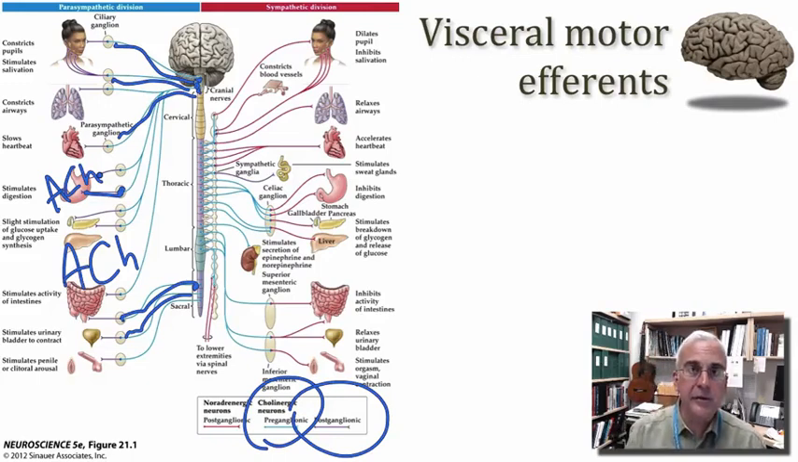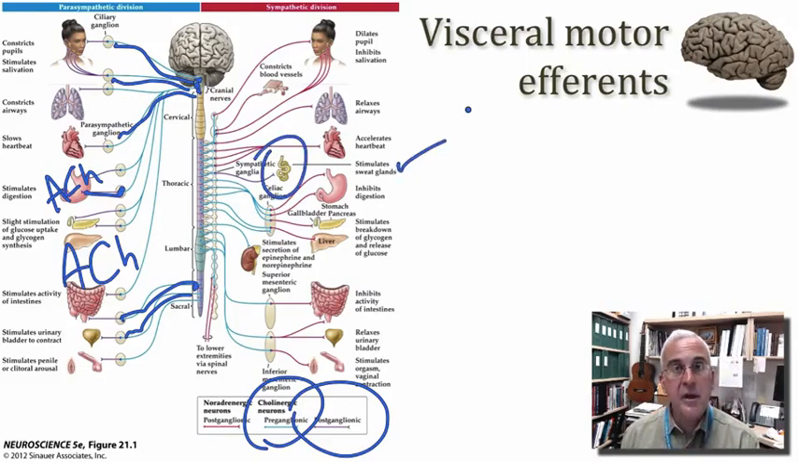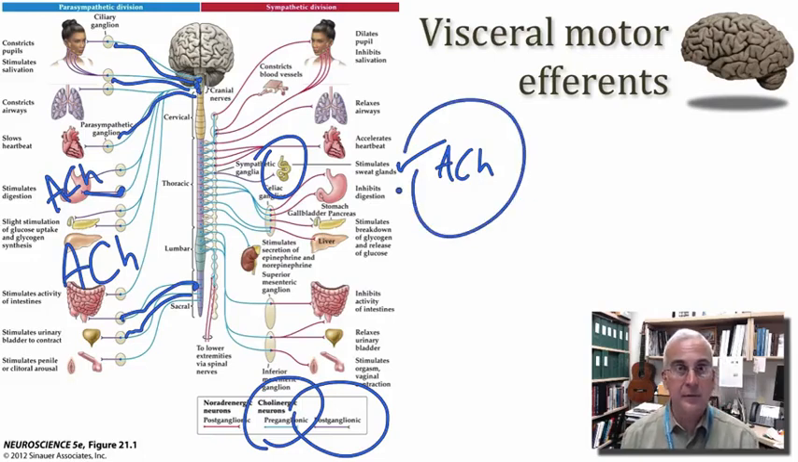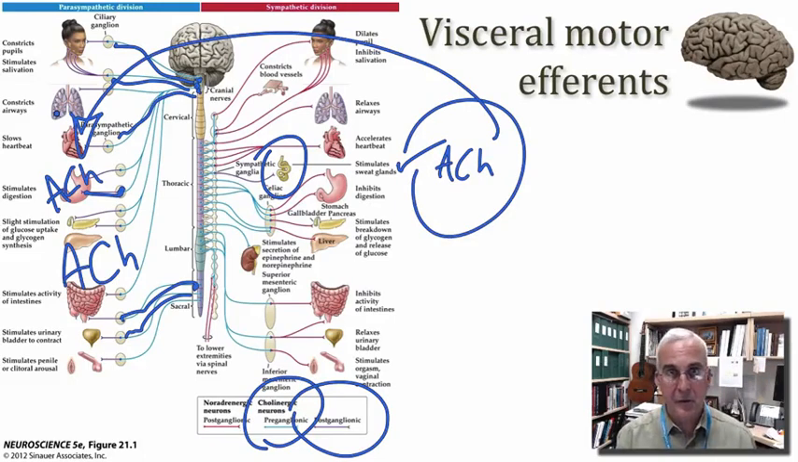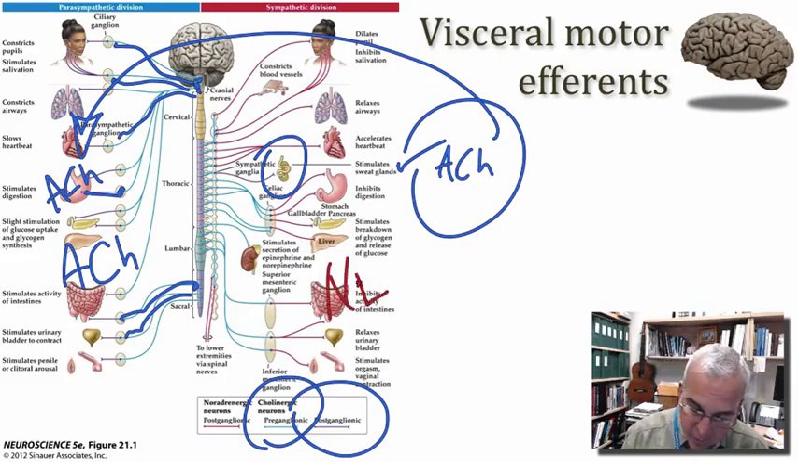Now, I should mention on the sympathetic side, there is one place where we know that acetylcholine is the ganglionic neurotransmitter, and that's right here in our sweat glands. So the sympathetic division is what activates our sweat glands, and it does so via the mechanisms of action of the neurotransmitter acetylcholine. But otherwise, we associate acetylcholine with the parasympathetic ganglionic neurons, and we associate norepinephrine with the ganglionic neurons on the sympathetic side.